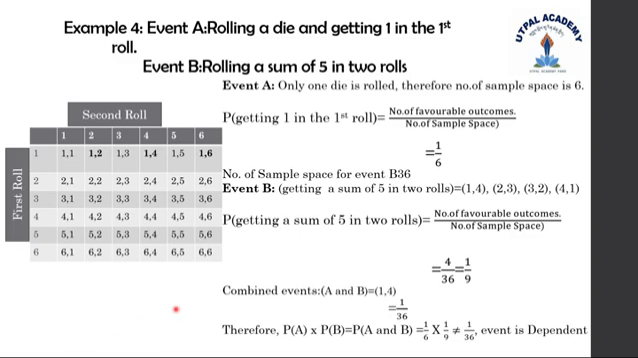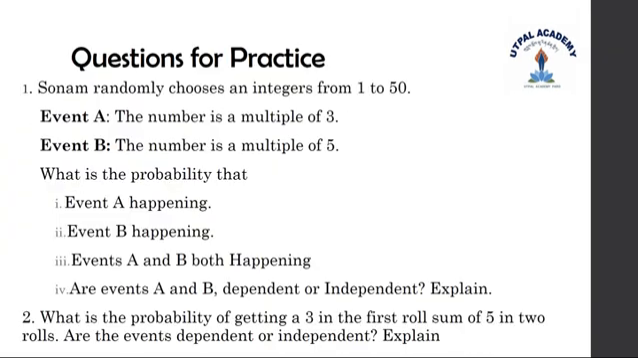So my dear students, hope I made it very clear how to distinguish dependent and independent events, and also how to find them. First we need to find the probability as separate events, and then find it as a combined event, and then compare by multiplying.